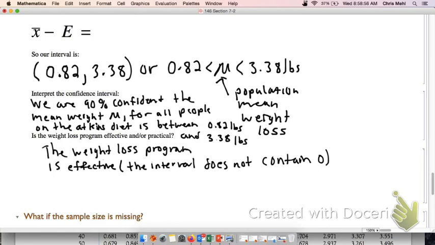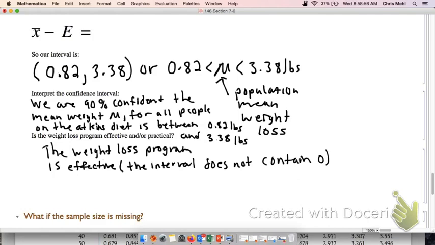Okay, so the interval does not contain 0. So I'm saying the weight loss program seems to be effective. But in terms of being practical, remember this: if you go back and read the question, this weight loss program was tested over a period of 12 months. And if the mean weight loss is only between 0.82 pounds and 3.38 pounds over 12 months, remember, think back to practical significance back in Chapter 1.